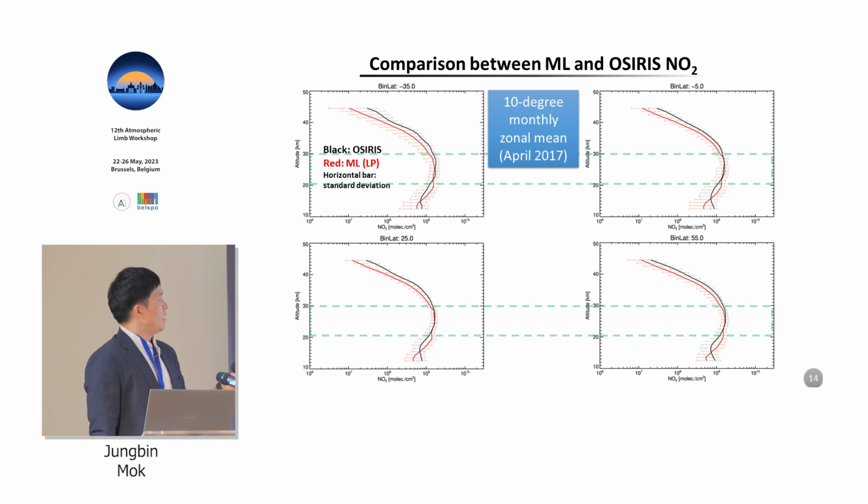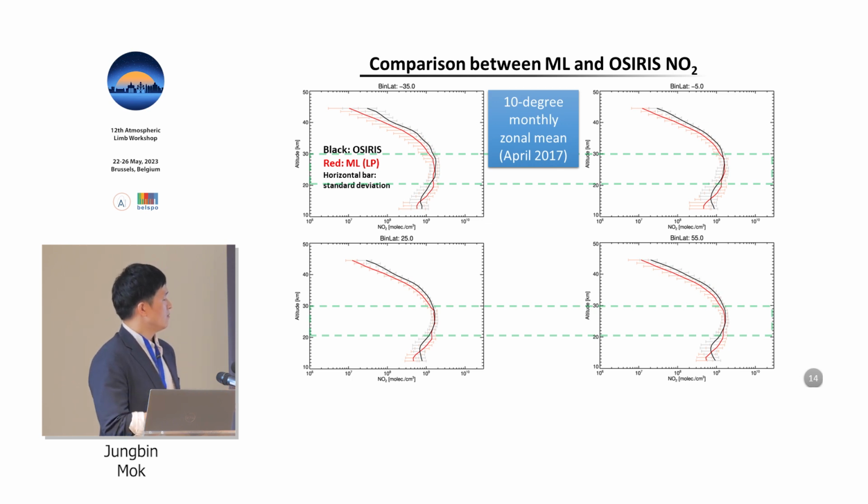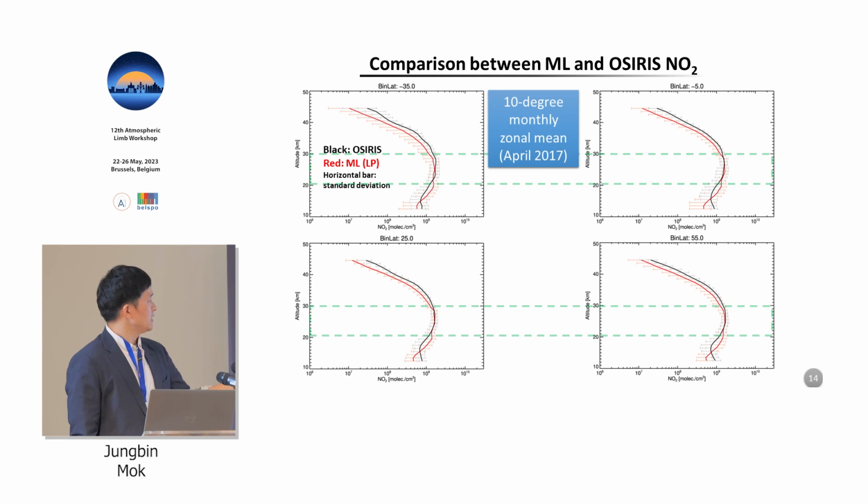This is a comparison between machine learning and OSIRIS NO2. You can see machine learning shows very similar features to what we saw before between the GMI and OSIRIS comparisons. This is not a surprising result because the features and quality in the training are translated into the machine learning estimations. However, as you can see, the bias is decreased from 20 to 30 kilometers.